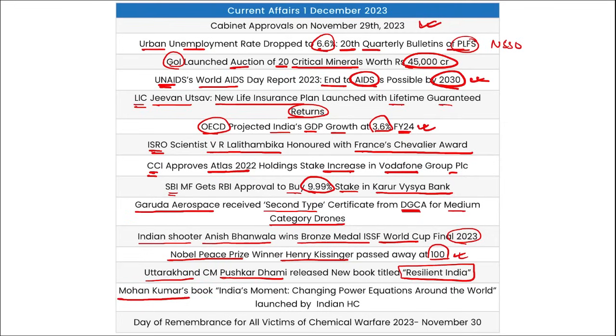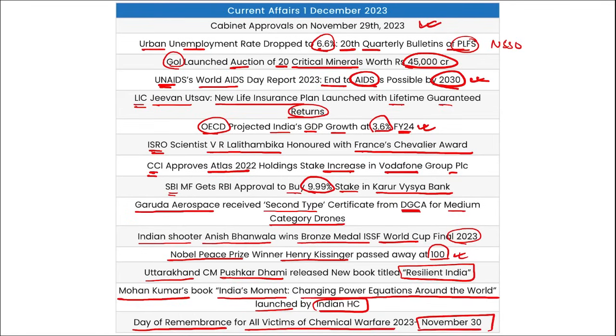Then Mohan Kumar's book, India's Movement, Changing Power Equations Around the World, launched by the Indian High Commission. Day of Remembrance for all victims of chemical warfare was observed on 30th of November. So these are your important current affairs for the day, friends. Now let's move to some revision part that will be beneficial for your learning.